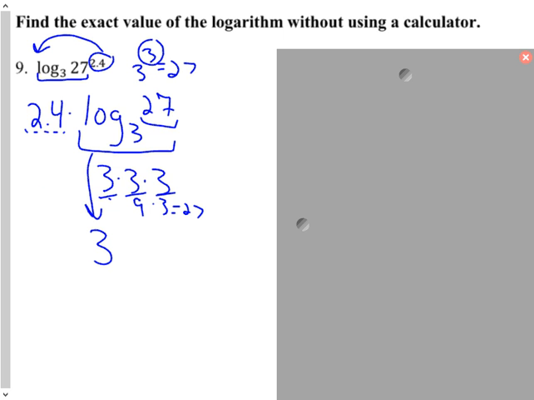So then 2.4 comes down, and we have 2.4 times 3. 24 times 3 is 72, so put the decimal there, and we get 7.2.